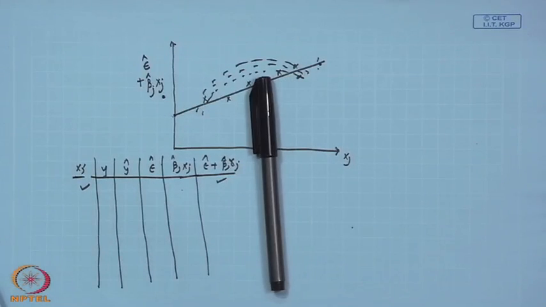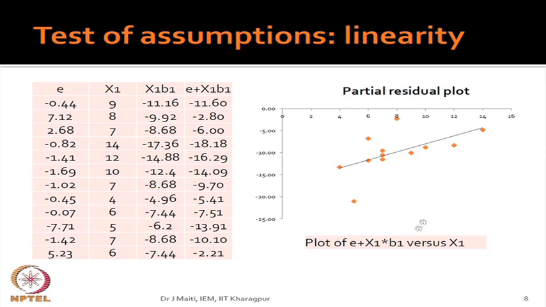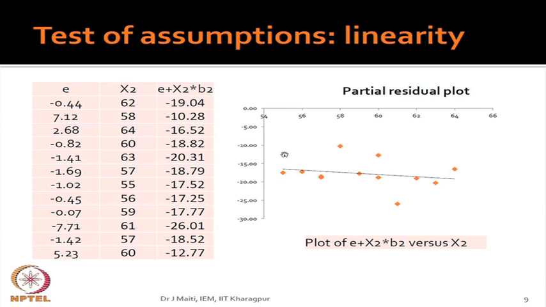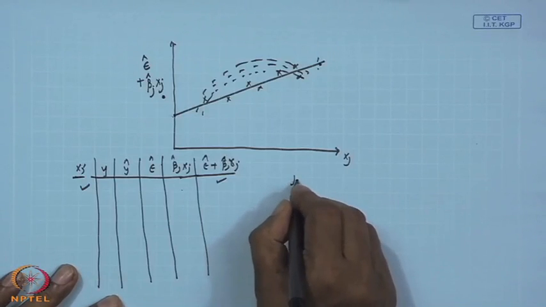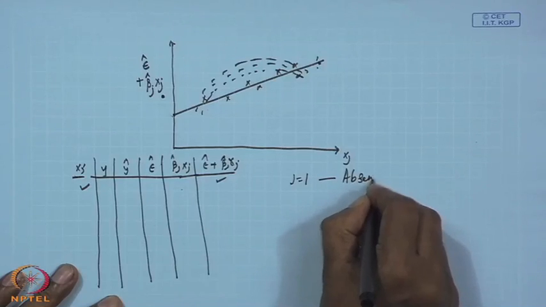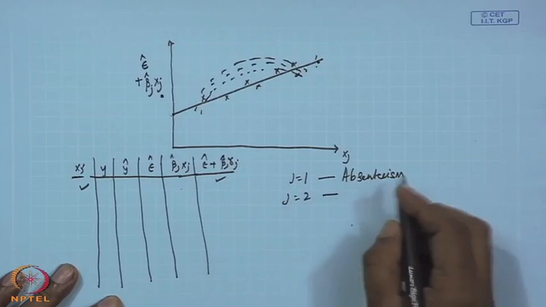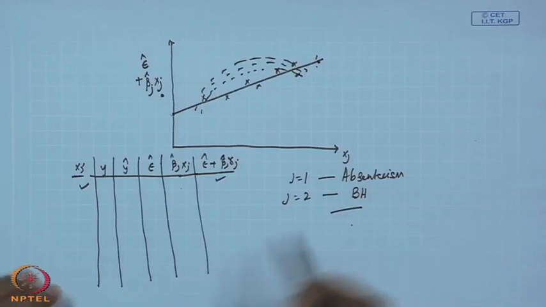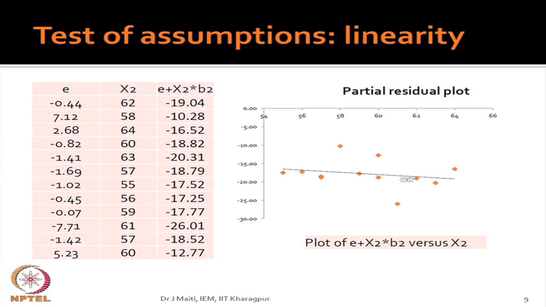Now, if we want to see what has happened in our given problem, if I plot epsilon plus x1 beta 1 cap versus x1, you get a plot like this. From this plot it cannot be said that there is a departure from linearity. In a similar manner, you can see the other one. We have taken two independent variables here. When j equals 1, it is absenteeism. When j equals 2, it is our breakdown hours. For the breakdown hours partial residual plot, you see here also there is no departure from linearity.